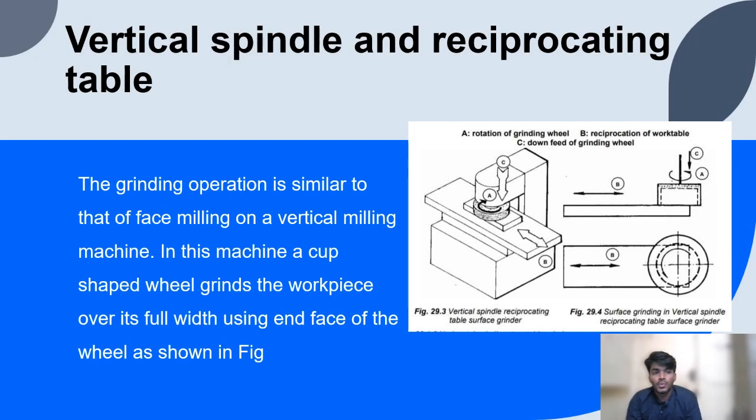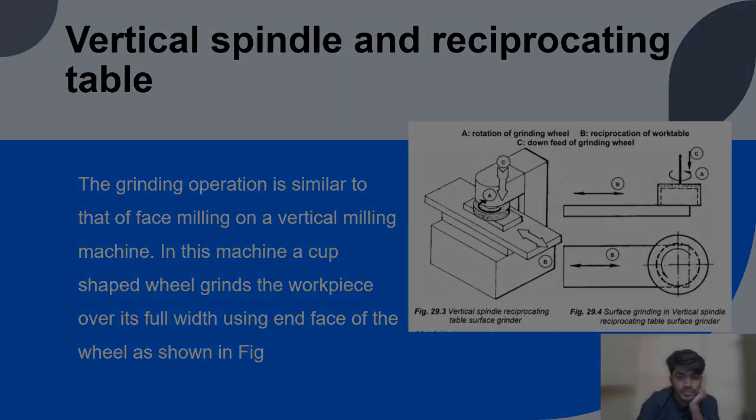Now we'll come to the vertical spindle and reciprocating table. In this type of surface grinding machine, the width of the work table is less than the diameter of the grinding wheel. In this machine, a simple workpiece or job is used to produce flat surfaces. The workpiece is ground over its full width using an end face of the wheel as shown in the figure.